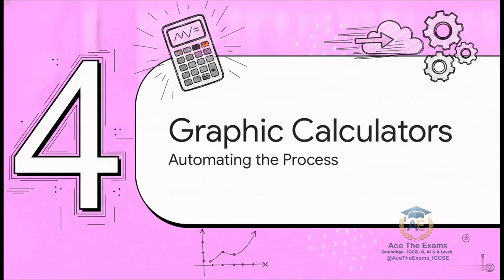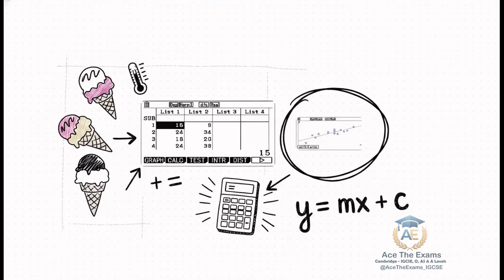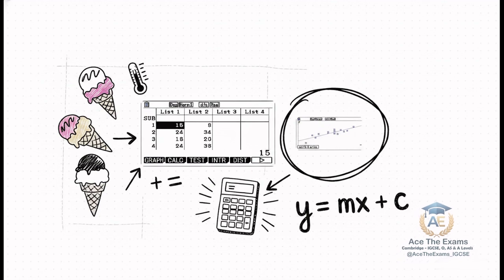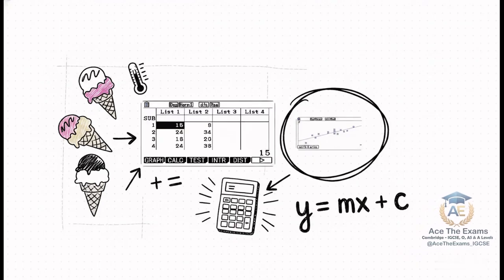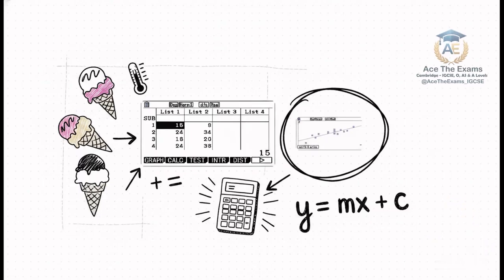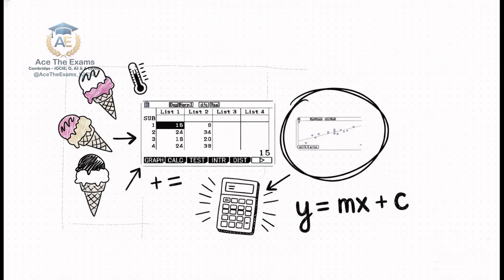Moving right along to section 4, graphic calculators in action, let's see how we automate this. While drawing by hand is fantastic for understanding the underlying mechanics of what's happening, in the real world, we rely on technology to do the heavy lifting. Here we see the digital leap. You just enter your temperatures into list 1 and your ice cream sales into list 2, and graphic display calculators instantly transform it all into a scatter graph with a precise regression line. They don't just plot the points, they calculate the exact mathematical equation for the line of best fit. It completely removes human error and gives us absolute mathematical precision.